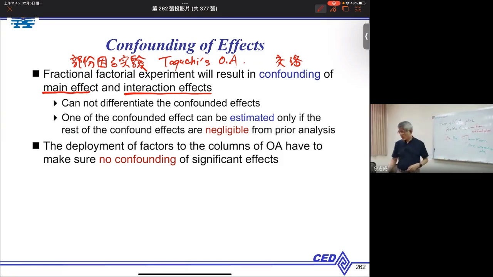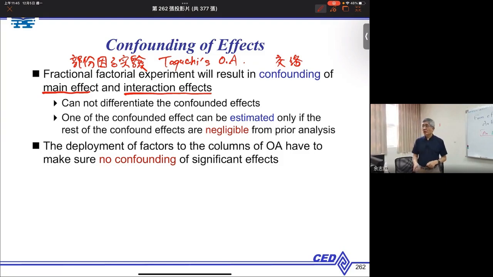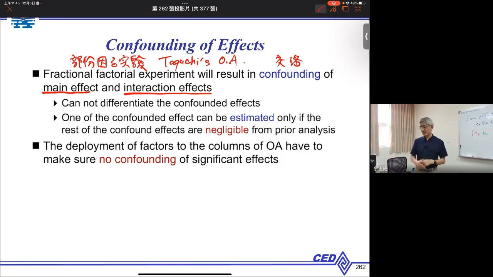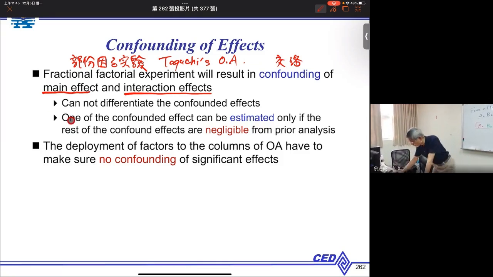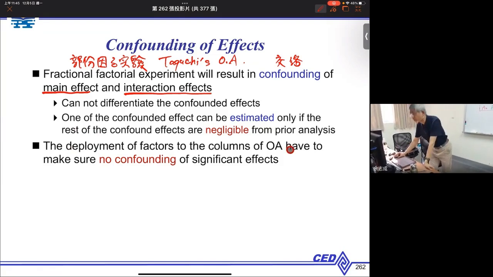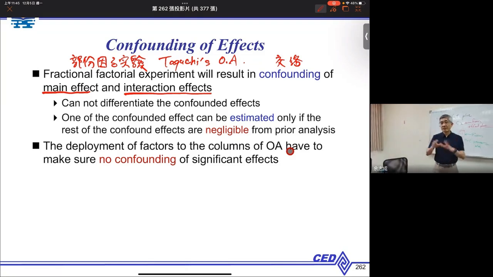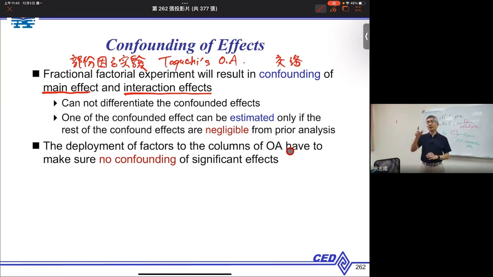Okay, so how will that happen for the confounding? The confounding will depend on your arrangement of experiment. So right now we are talking about the arrangement for the factors to the orthogonal array. Remember, we can have many different assignments, right? For factors A, B, C, we can put them in columns 1, 2, 3, or 1, 3, 5, or 1, 4, 5, right? As you can see, different assignments will have different results.